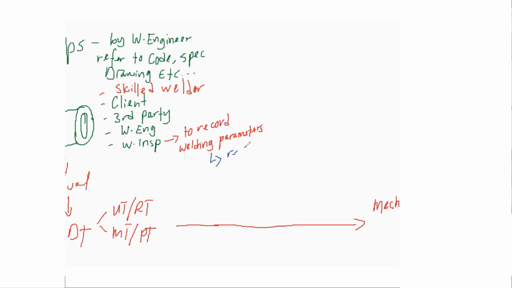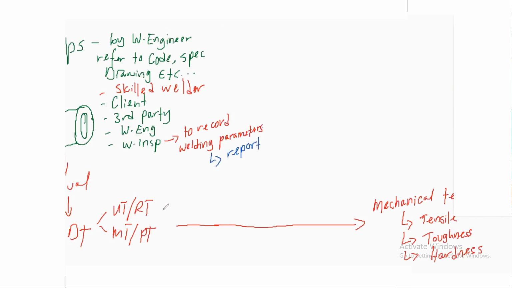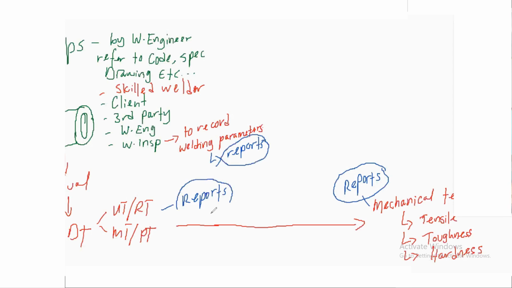Where is the report? Here, where is the report? And from mechanical test, where is the report? So all these reports, from here, report from here, or maybe another additional report like the material, consumables, things like that. Those reports must be compiled into a document.